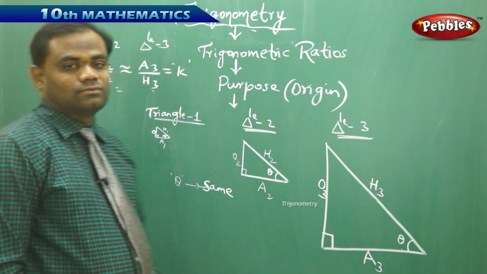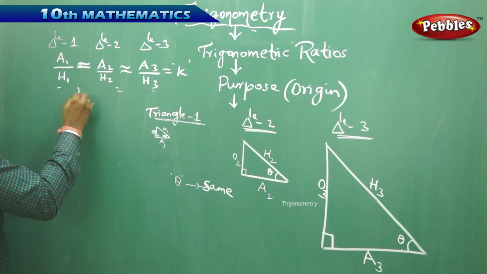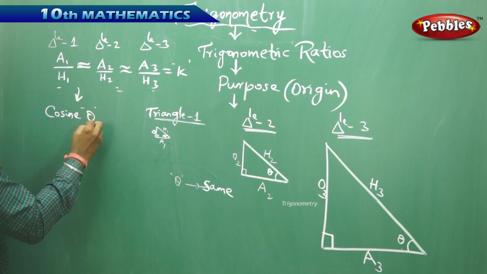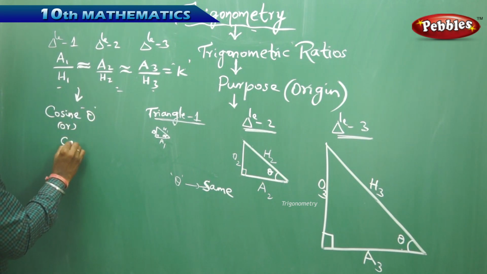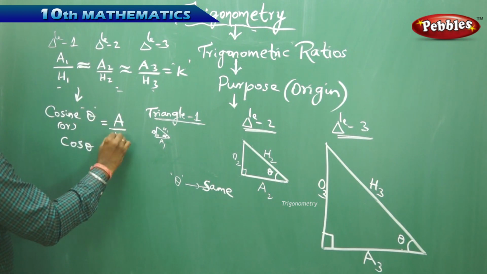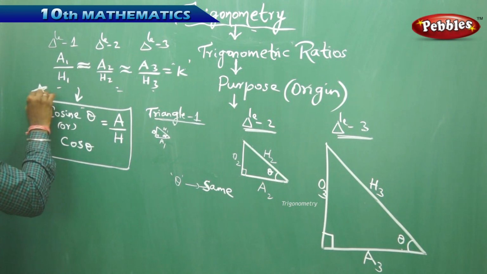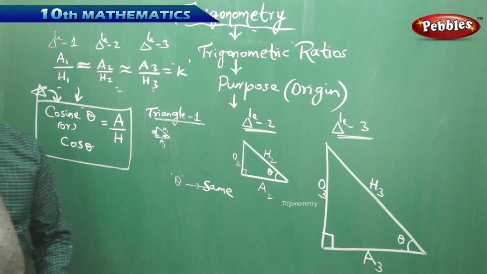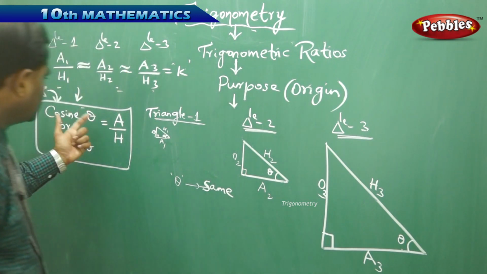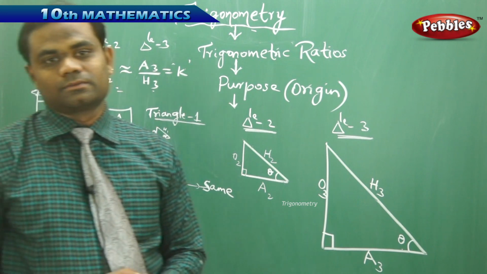Cosine theta is what it is denoted with. So this value has been denoted with cos theta, which is called adjacent by hypotenuse, and that is what has been derived as the formula for the trigonometric ratio. One of the trigonometric ratios is cosine theta, or cos theta, which is adjacent by hypotenuse.